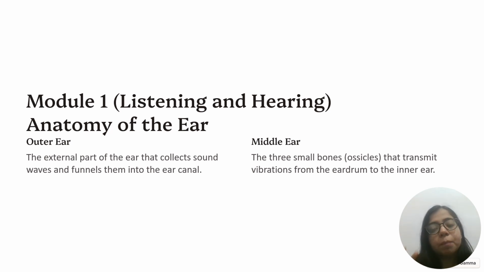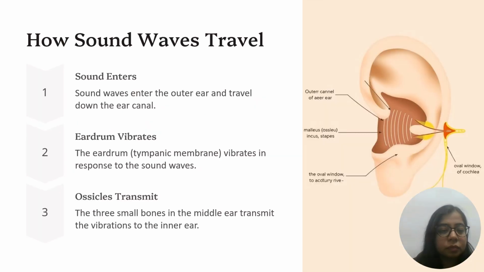Okay, now what does the middle part of the ear do? The three small bones, ossicles, that transmit vibrations from the eardrum to the inner ear. Now in the middle part of the ear, there are three bones which we call ossicles, and they send vibrations from the eardrum to the inner ear. We also see a diagram of the ear, where we are shown the outer, the inner, and the middle part. You can check that also.